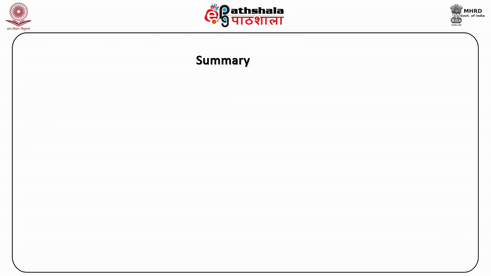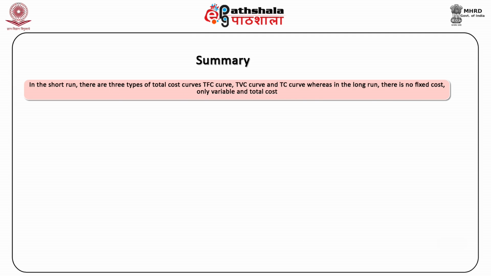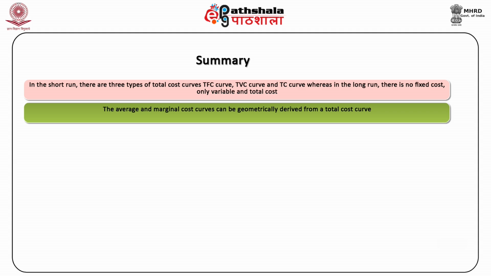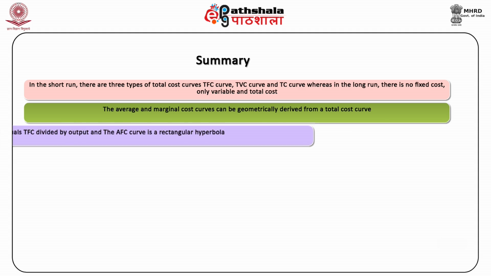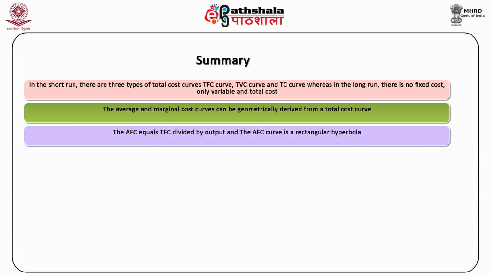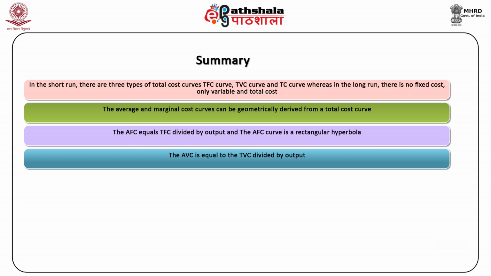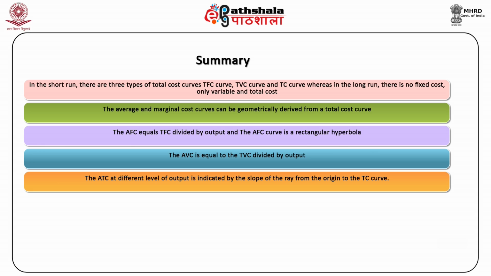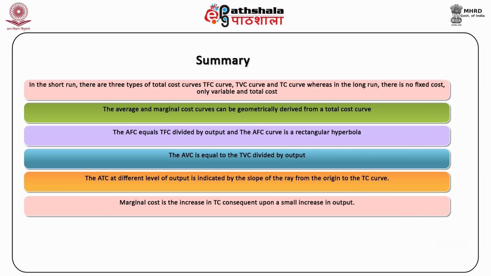Let us now recapitulate what we have learned in this module. In the short run, there are three types of total cost curves: total fixed cost curve, total variable cost curve, and total cost curve, whereas in the long run, there is no fixed cost, only variable and total cost. The average and marginal cost curves can be geometrically derived from a total cost curve. The average fixed cost equals TFC divided by output, and the AFC curve is a rectangular hyperbola. The average variable cost is equal to the TVC divided by output. The ATC at different level of output is indicated by the slope of the ray from the origin to the TC curve. Marginal cost is the increase in TC consequent upon a small increase in output.